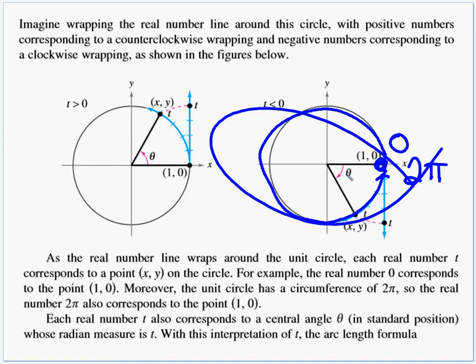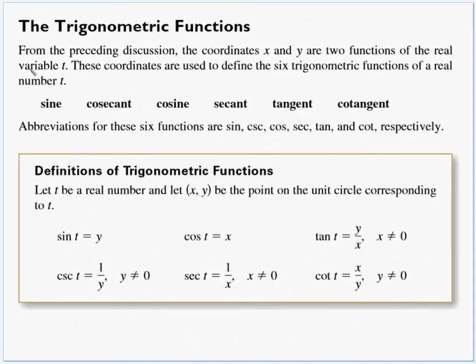And then from here, let's talk about the trig functions. From the preceding discussion, the coordinates x and y are two functions of the real variable t. These coordinates are used to define the 6 trig functions of a real number t: sine, cosine, tangent, secant, cosecant, and cotangent. Abbreviations are there. We know what those abbreviations are.